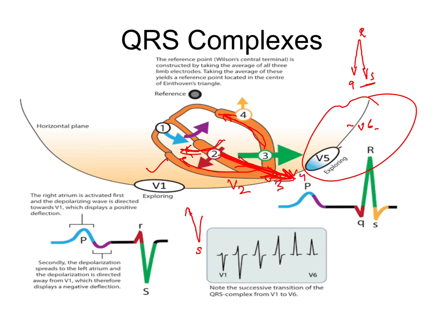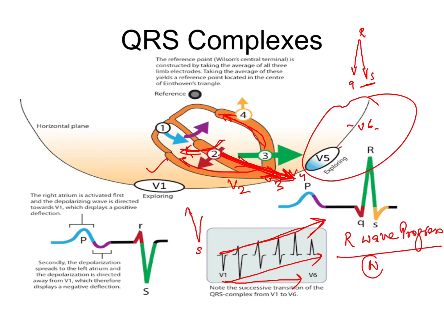So what we see here, if we look at leads V1 to V6, is that as we move from V1 to V6, the amplitude of the R wave goes on increasing, and the amplitude of the S wave goes on decreasing. This increase in R wave amplitude from V1 to V6 we call R wave progression, and it is a normal ECG finding. Similarly, as we progress from V1 to V6 in the precordial leads, the amplitude of the S wave decreases, and this is also a normal finding.